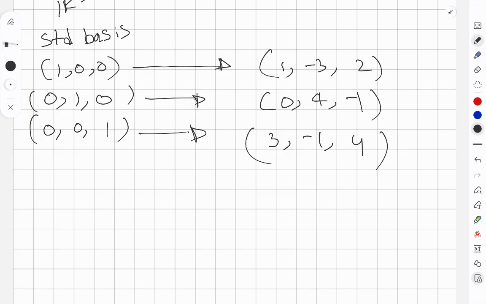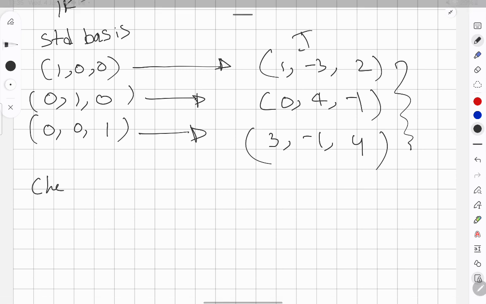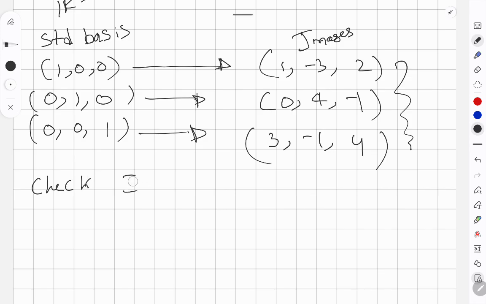Then check whether these three are linearly independent or not, by Gaussian elimination. These are your images. Check whether they are linearly independent or not, by the Gaussian elimination. You just need to check whether they are linearly independent.